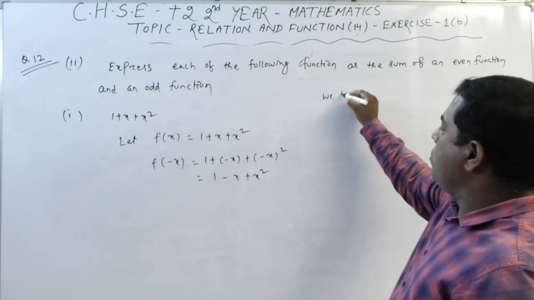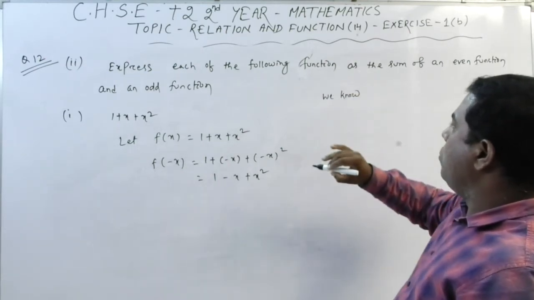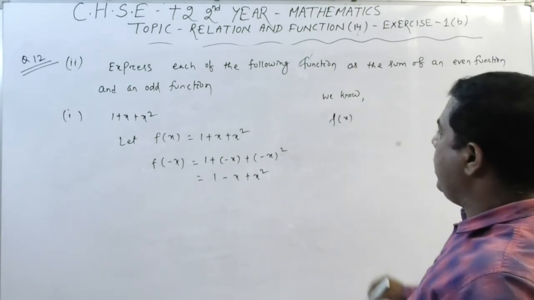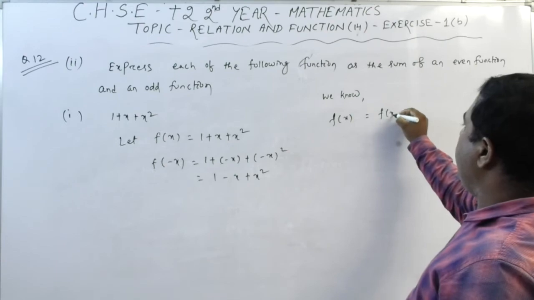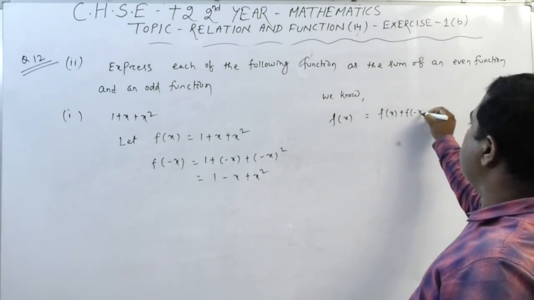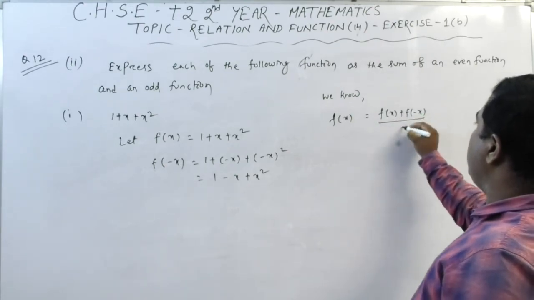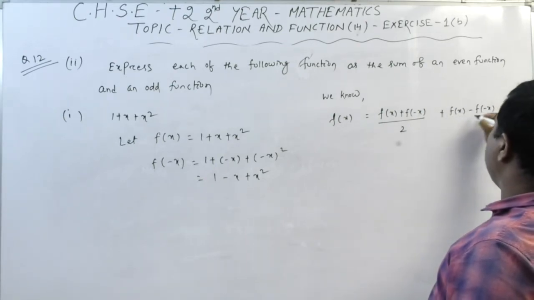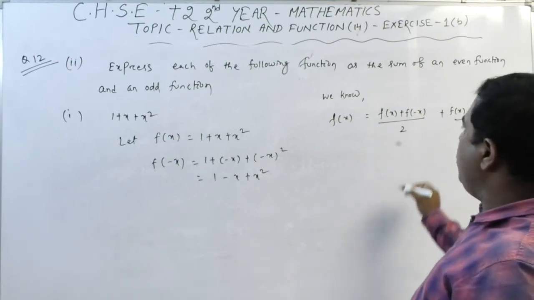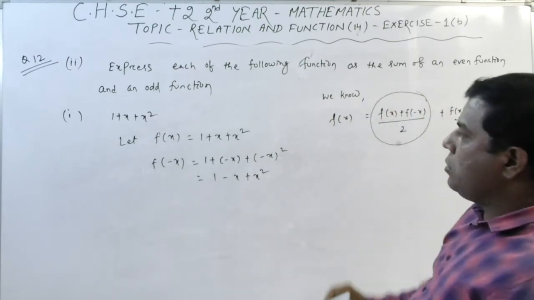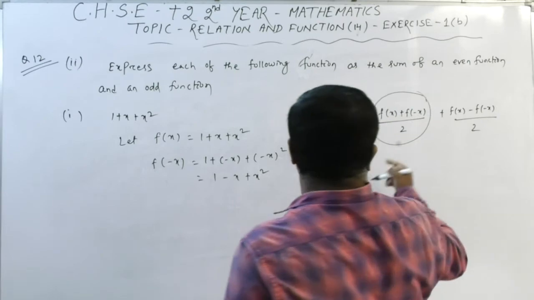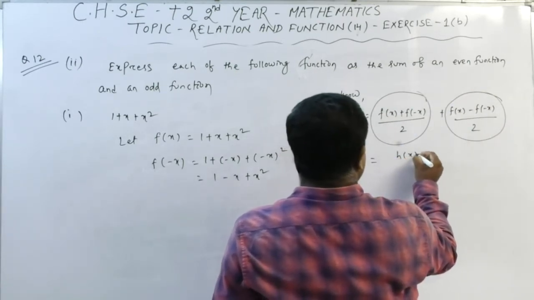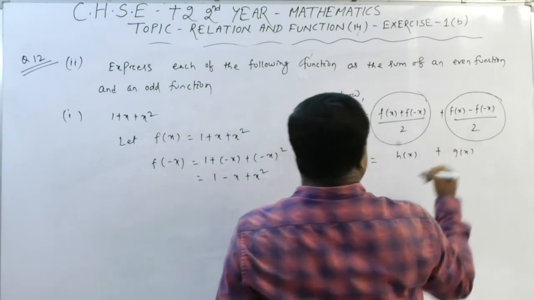We know f of x can be written as f of x plus f of minus x divided by 2, plus f of x minus f of minus x by 2. And we know this is what type of function? Even function, and that is an odd function, which can be written as h of x and g of x.